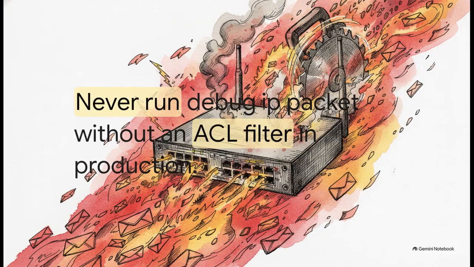Now, if you follow the map and find you really must dive deeper, you need to be incredibly careful. If you take away anything from today, let it be this. Never run debug ip packet without an access control list filter in a production environment. Treat this command like a highly dangerous power tool. Unfiltered, it traces every single packet and will rapidly saturate the CPU, entirely crashing a busy production router. Always filter it and always immediately turn it off with undebug all the second you're done.